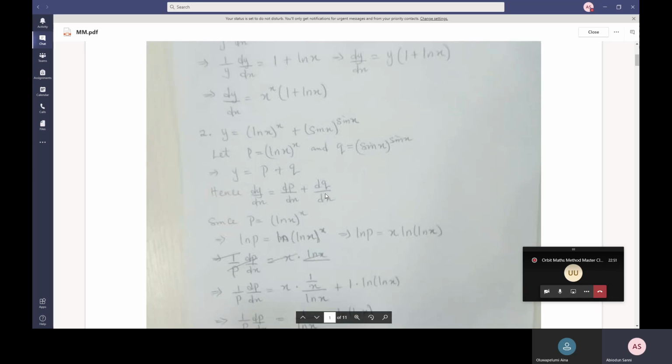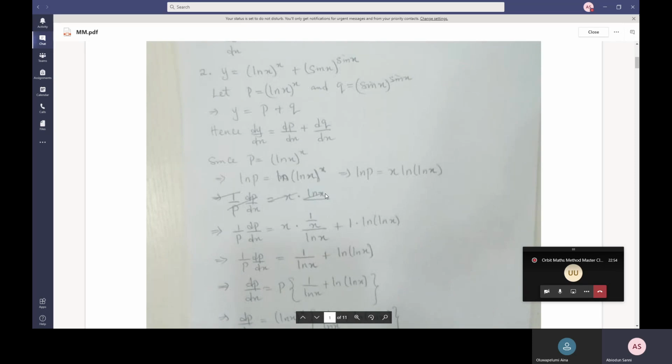Now, look at this next question here. I have y equals (ln x) all raised to x. Now, this is different from ln x raised to x. This is ln x in brackets, then raised to x, plus (sin x) in brackets, raised to sin x. Now, it's becoming really difficult to take ln of both sides. So let me write that on the whiteboard so that you can get what I'm talking about.